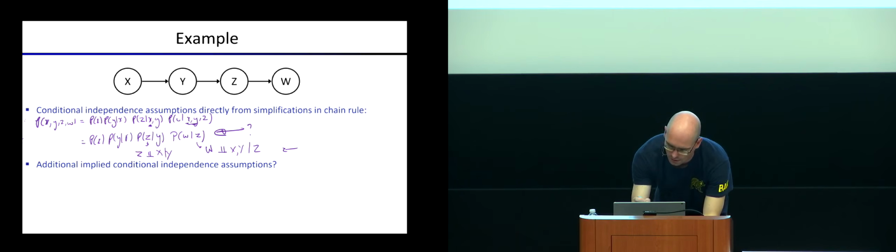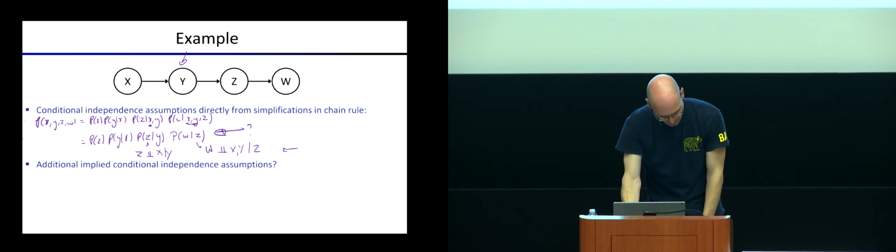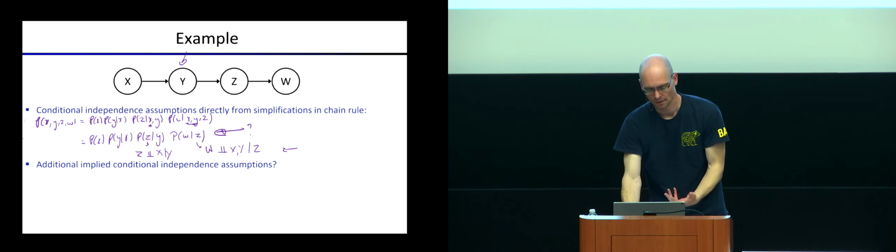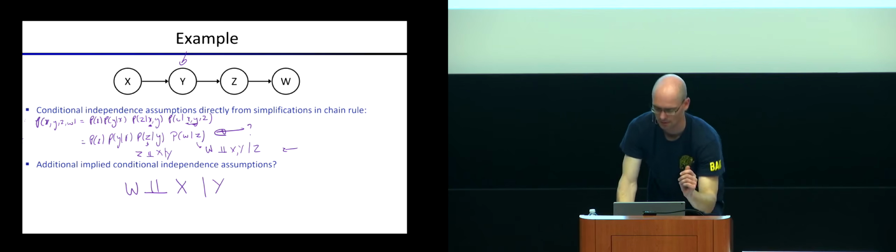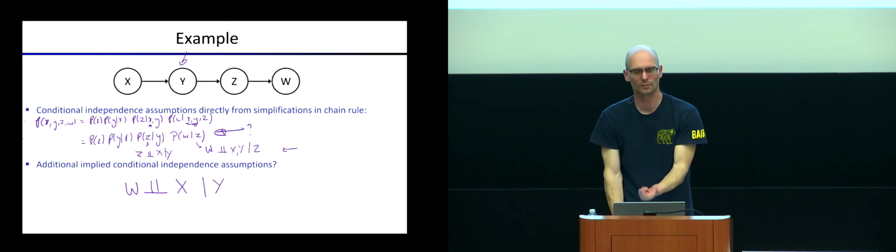So if we know Y, knowing Y takes any influence of X on W away. So another independence we can write is W is independent of X once we know Y. We haven't proven this here, but that's an intuition that we can read off from this graph.